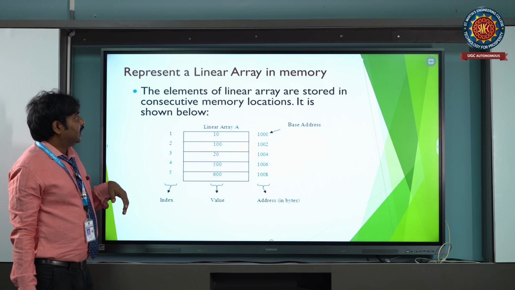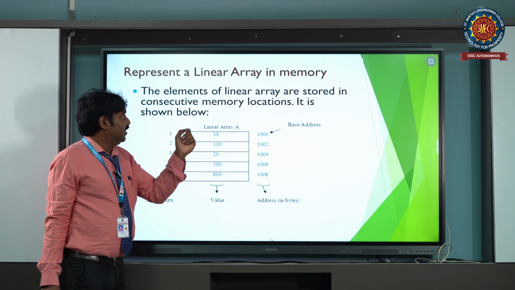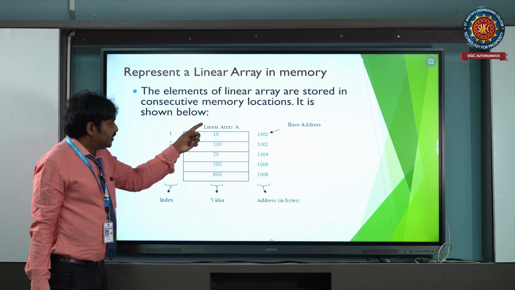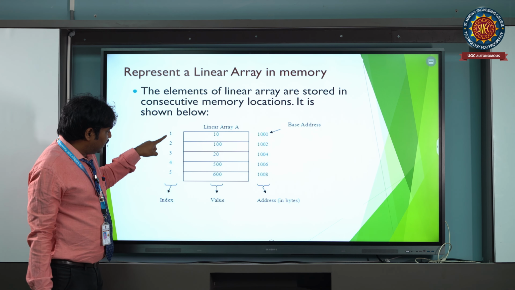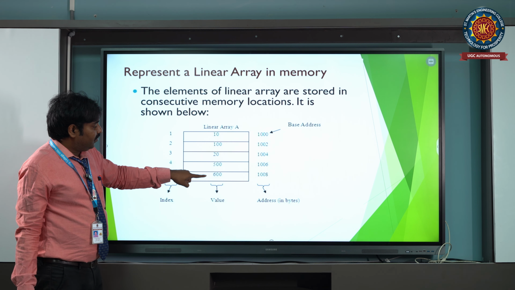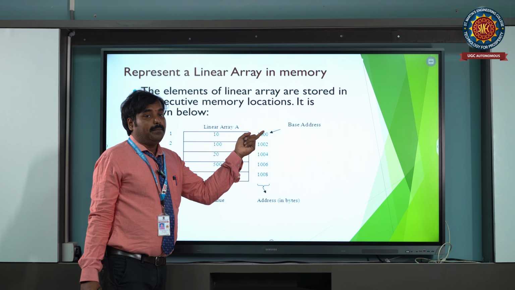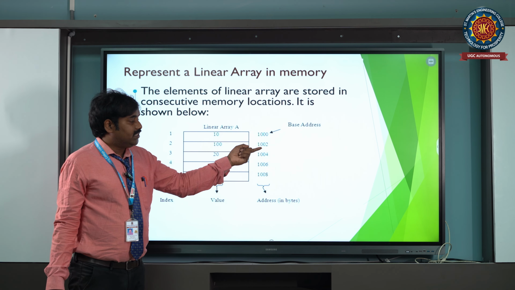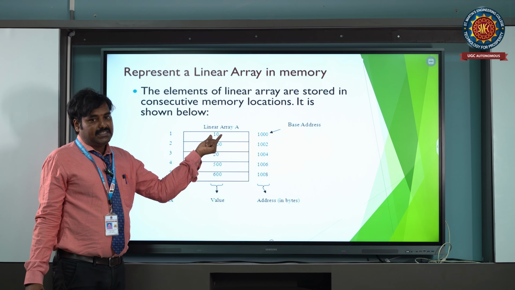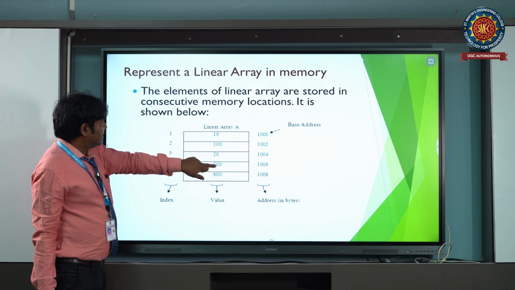Next is the representation of a linear array in memory. The elements of a linear array are stored in consecutive memory locations, as shown below. This is the linear array with index 1, 2, 3, 4, 5, and the array holds 10, 100, 20, 50, 100. The size here is 5. In terms of addresses, the base address is 1000, then 1002, and this way the address is assigned to each array element. So this is about the linear array.